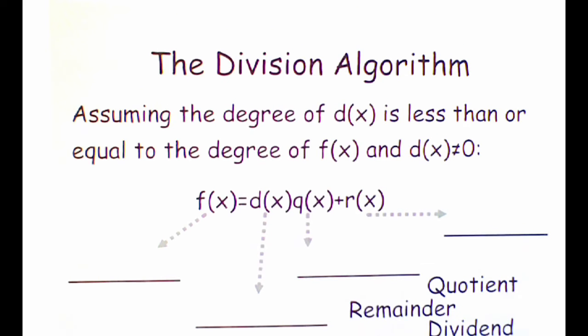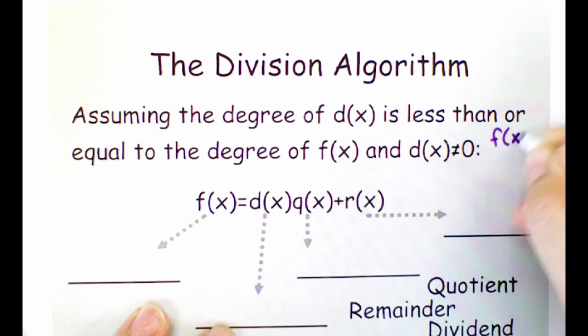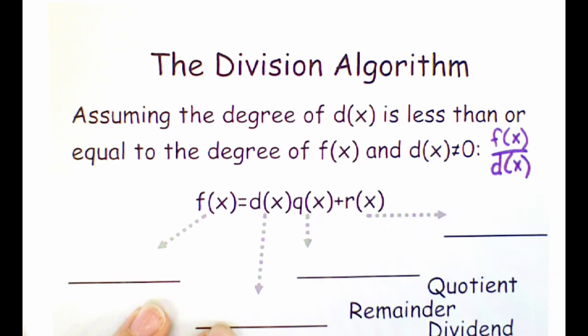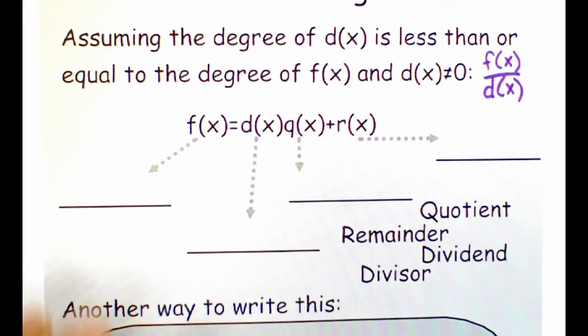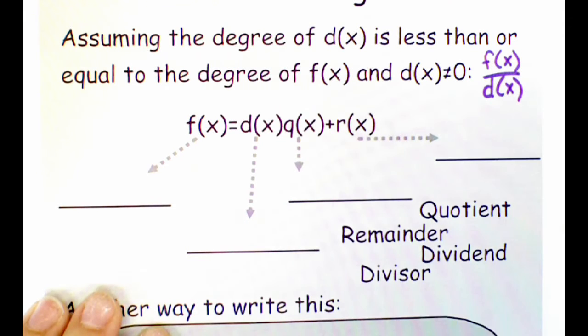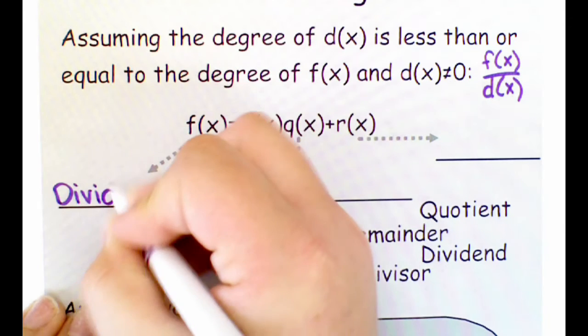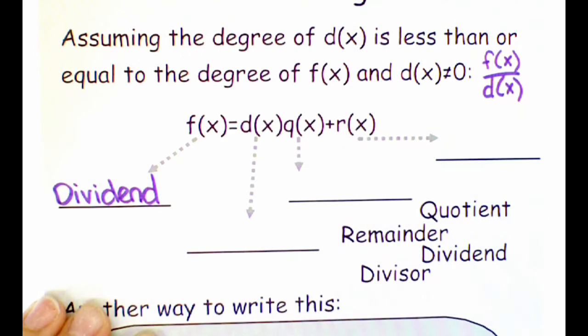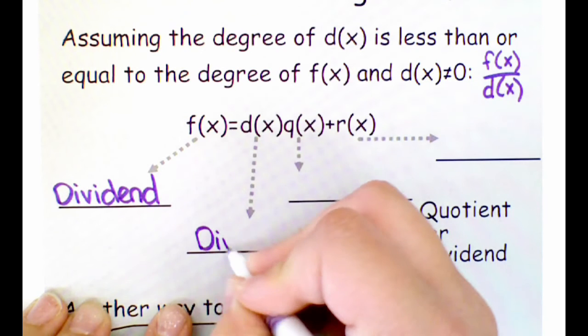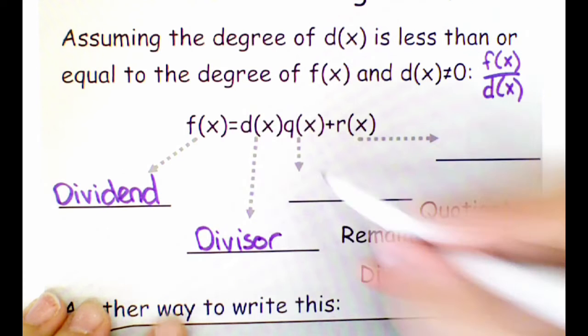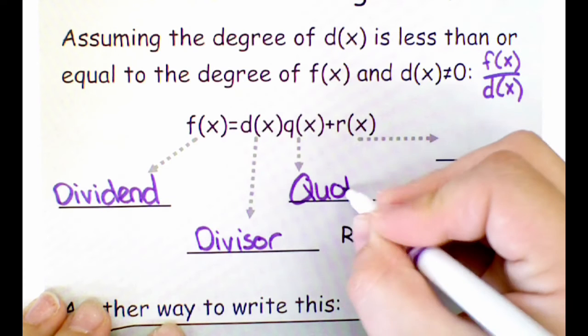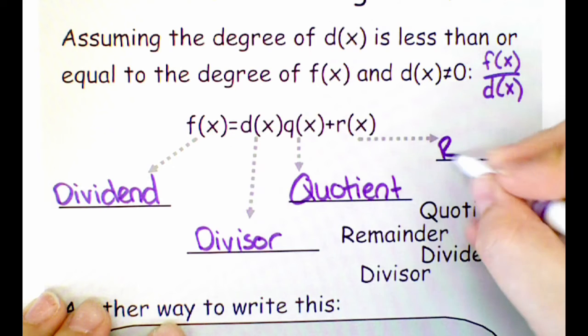So that gives us the division algorithm. Assuming the degree of d of x is less than or equal to the degree of f of x, and d of x is not 0. So basically, I'm taking f of x divided by d of x. All right? D of x has to have a smaller degree. We have some vocab. F of x is going to be our dividend. It is what we are dividing into. D of x is our divisor. It's what we're dividing by. Q of x here is our quotient. And R of x will be our remainder.